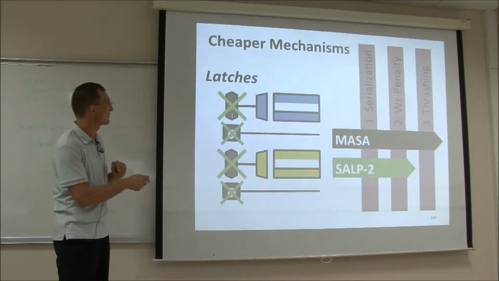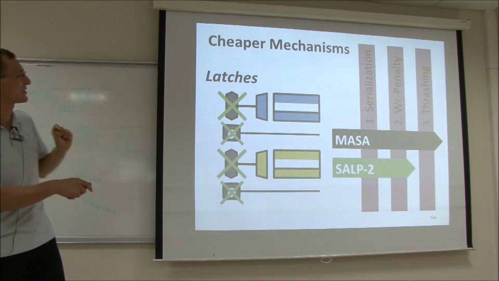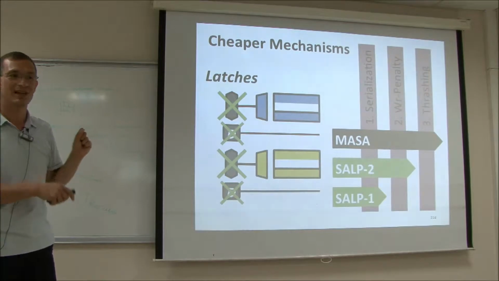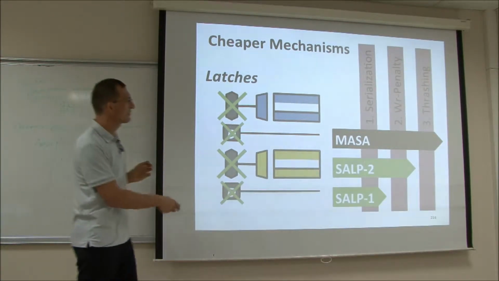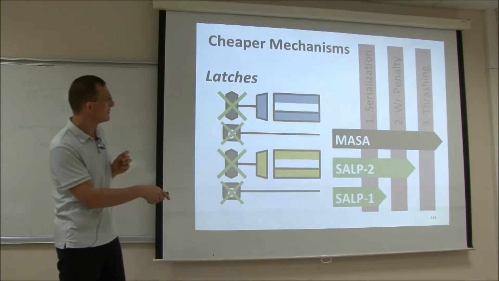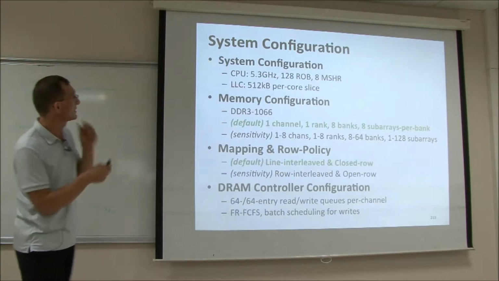And you can actually get rid of these latches and tweak the architecture a little bit such that you can enable a little bit of parallelism. You can basically reduce the serialization a little bit, and that's SALP1. And I'll encourage you to read the paper. So there's a family of mechanisms in the paper. I've described to you the most complicated one. The cheaper ones actually have some impact also. We'll take a look at that.